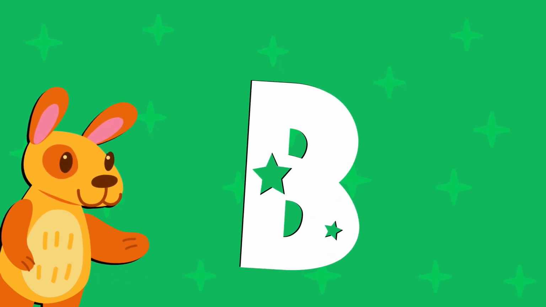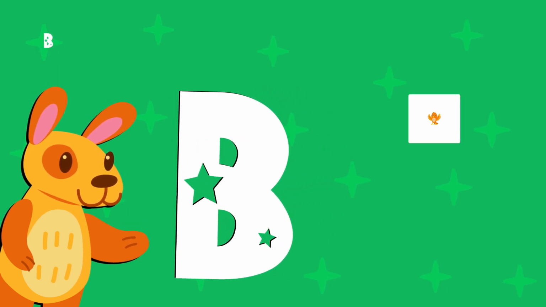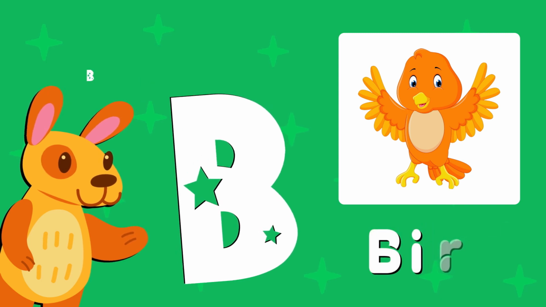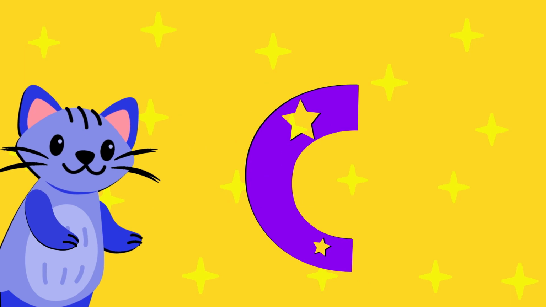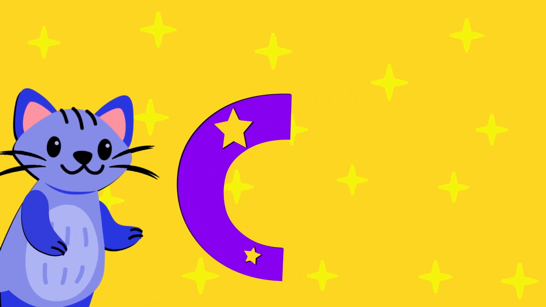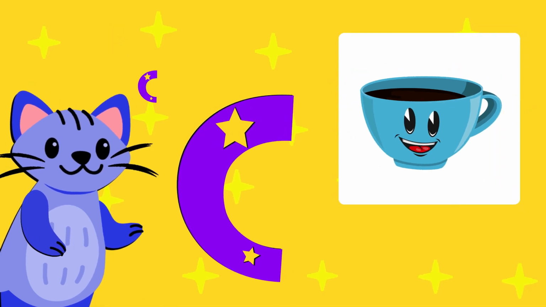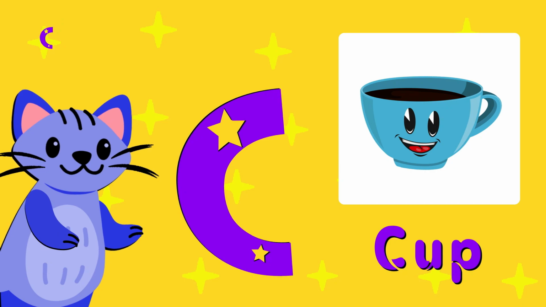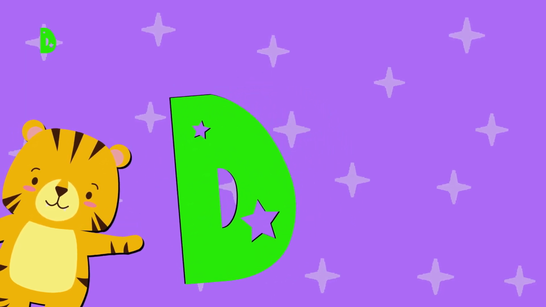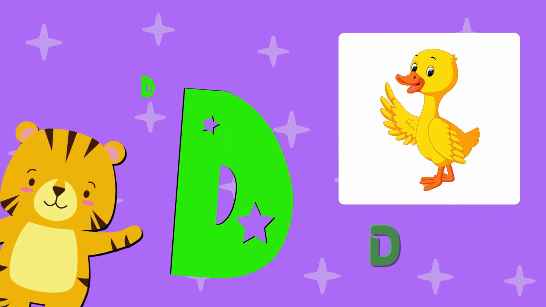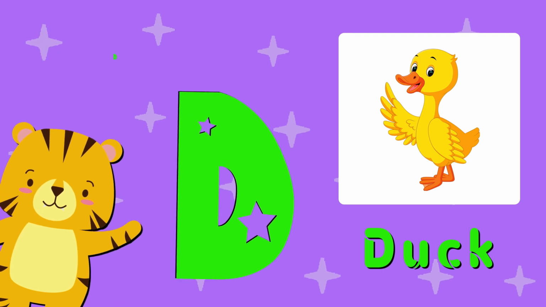B. Bird. B is for bird. C. C is for cup. D. Duck. D is for duck.